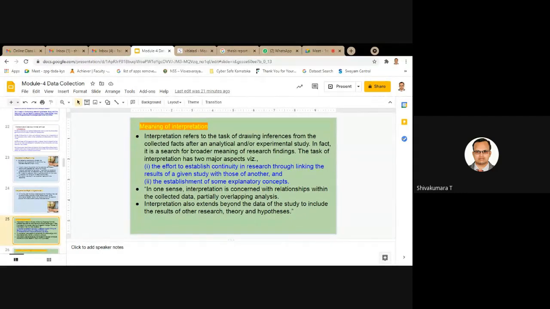So interpretation also extends beyond the data of the study to include the results of other research, theory and hypothesis. While interpreting, you should be very careful about the extraneous variable which is not visible directly to the researcher. It may exist, and because of its impact on research, deviation and bias will happen. So while interpreting, as a researcher, you must be very careful in interpreting such kinds of variables also.